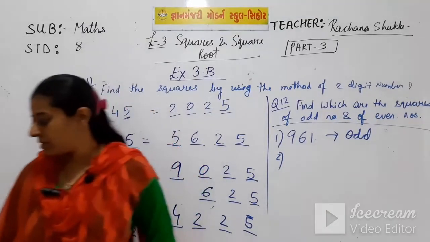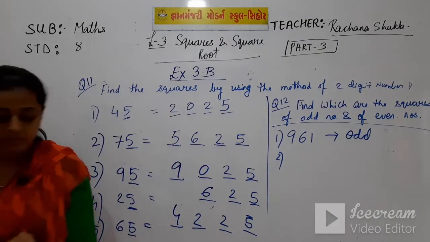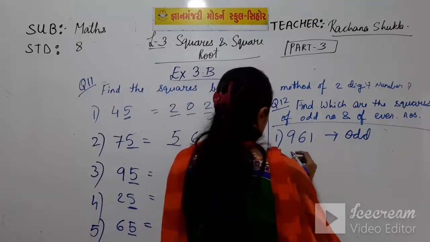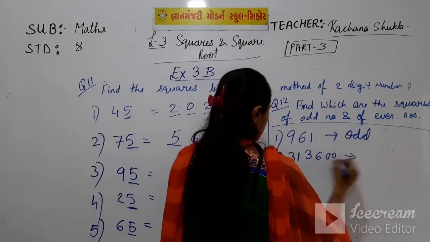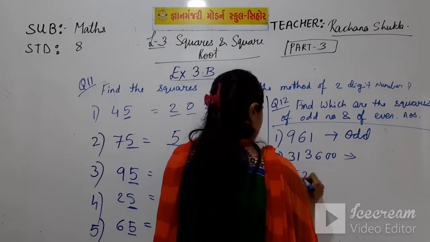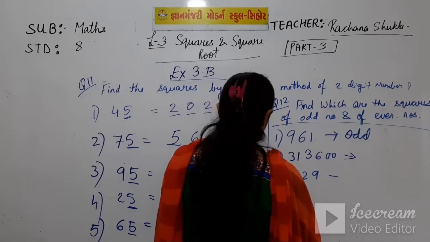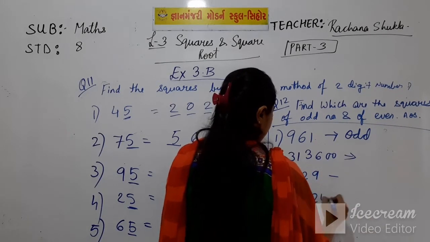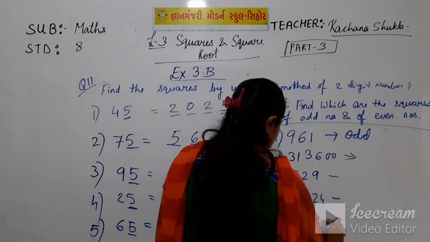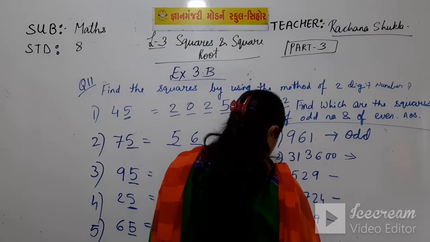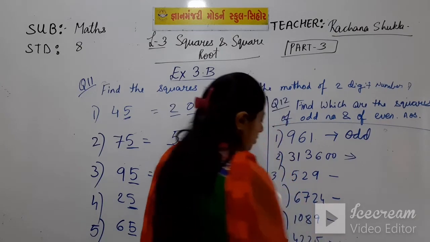The next number, I am first writing down the questions, then we will discuss. 313600, third 529, fourth 6724, and fifth 1089, sixth 4225.